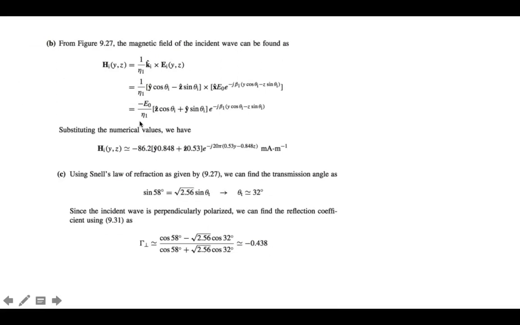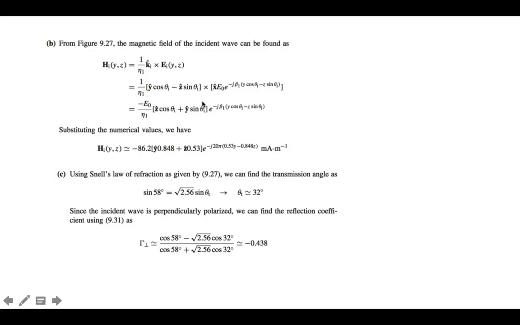So now, if we want to solve for the H field, that's basically going to be 1 over eta 1 times K cross E. Here is the vector K. Here is the unit vector E. So our H field then is basically minus E naught over eta 1 times the vectors here and then the exponent.